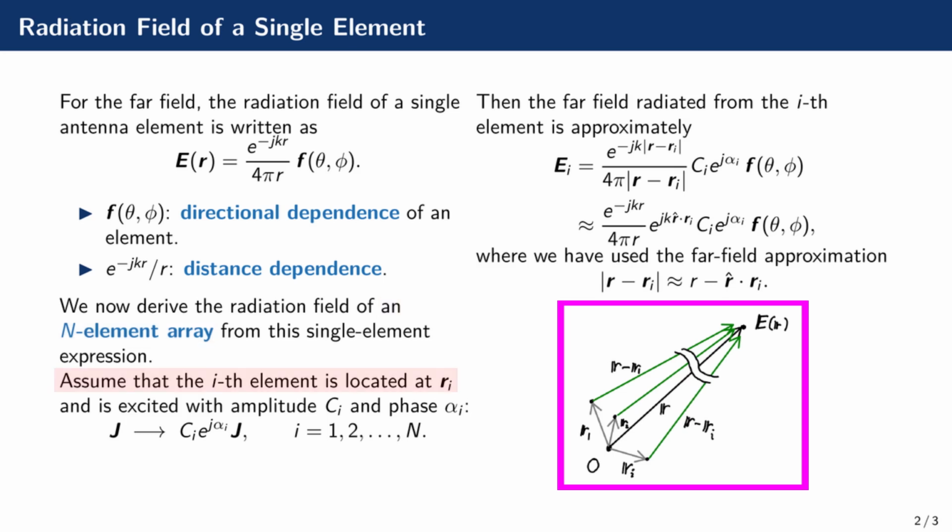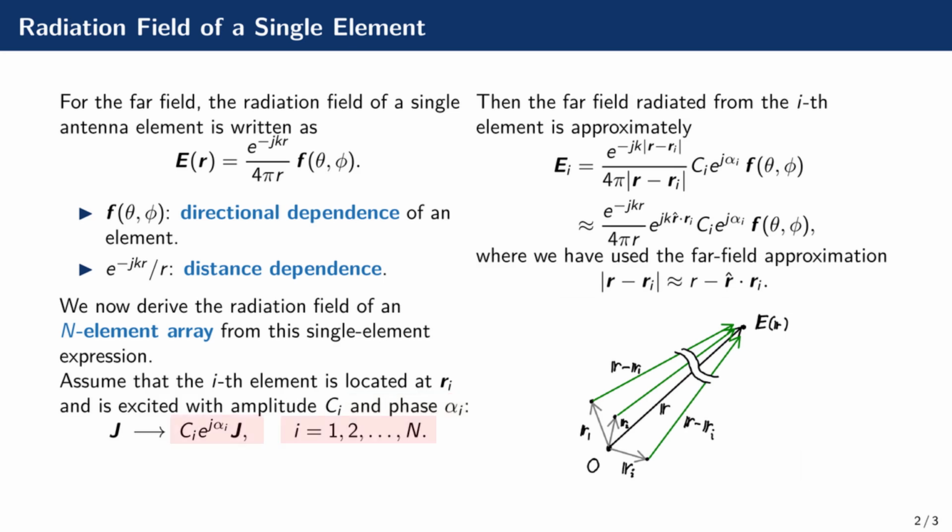Suppose that the ith element is located at the position r sub i. Its excitation amplitude is c sub i, and its excitation phase is alpha sub i, where i runs from 1 to n. Then the current of that element is obtained by multiplying the original current by c sub i, and also by the phase factor exponential of j alpha sub i. Therefore, the radiation field of the ith element is given in this form.